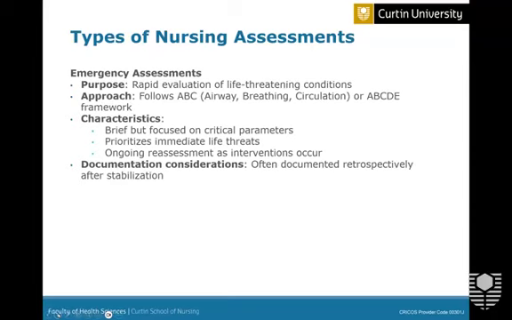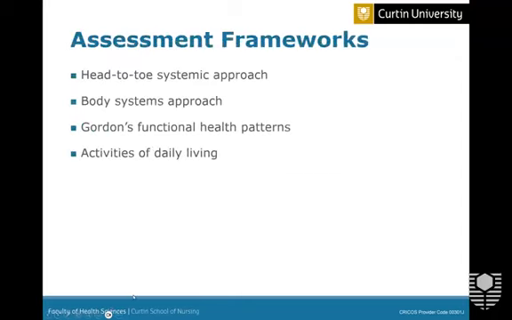So in the example of, let's say, a code blue, in days gone by, it was a retrospective documentation process, but now with Code Blues, we actually find that documentation happens concurrently. So when you do your emergency life support in semester 2, you'll find that you will explore the different roles in a medical emergency process quite differently. Okay, so the assessment frameworks that we're going to break down a little bit.